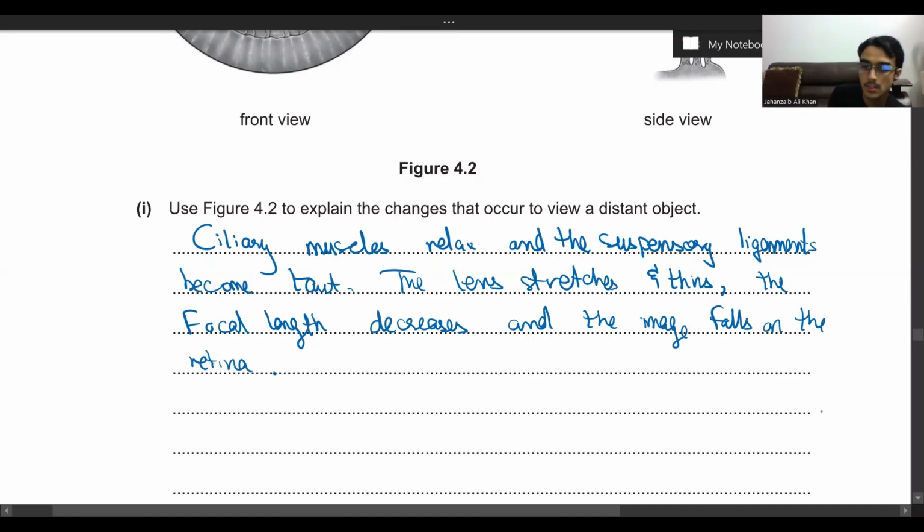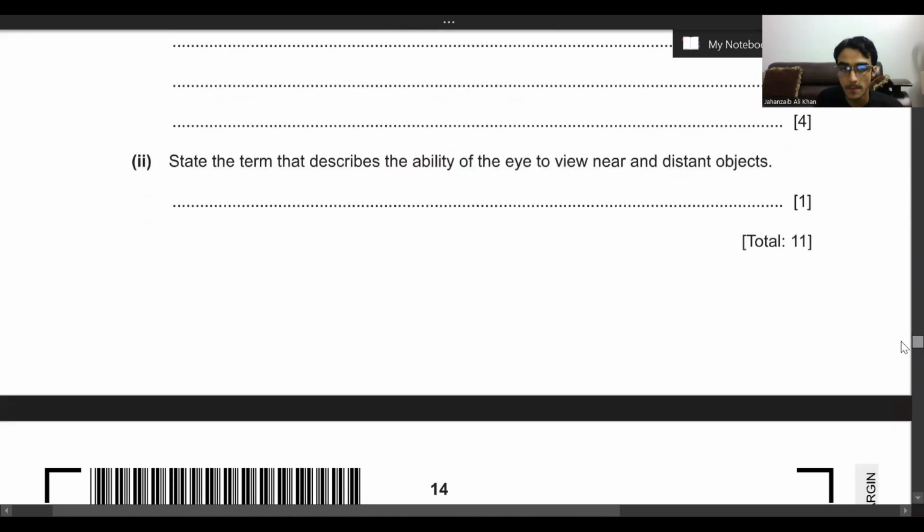Again, this should suffice for our answer. State the term that describes the ability of the eye. Okay, this is accommodation.